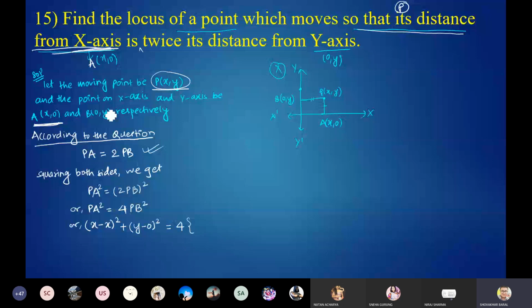Okay, now for PB, let's see this PB. It will be (x minus 0) whole square plus (y minus y) whole square. Don't forget to write the curly bracket, because most students make a mistake here and don't write this bracket. If you don't write this bracket, it will simply be 4x square plus y square, which is a different thing. So please be conscious there and put the proper bracket to do the proper simplification.